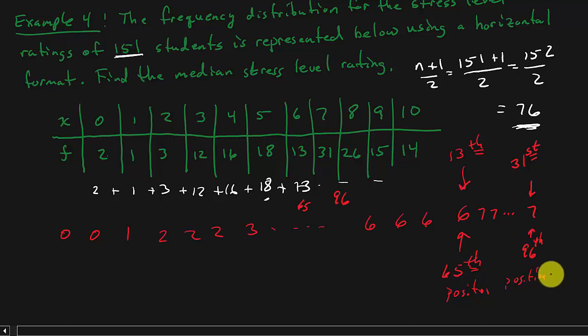And we can see that we're looking for the 76th position. That is between the 65th and the 96th position. Well, right after the 65th position, it's all sevens all the way up to the 96th position. So we can see that in the 76th position, it's going to be a 7. And so the median is equal to 7. All right. So I hope that made sense. Hopefully that was clear to you.